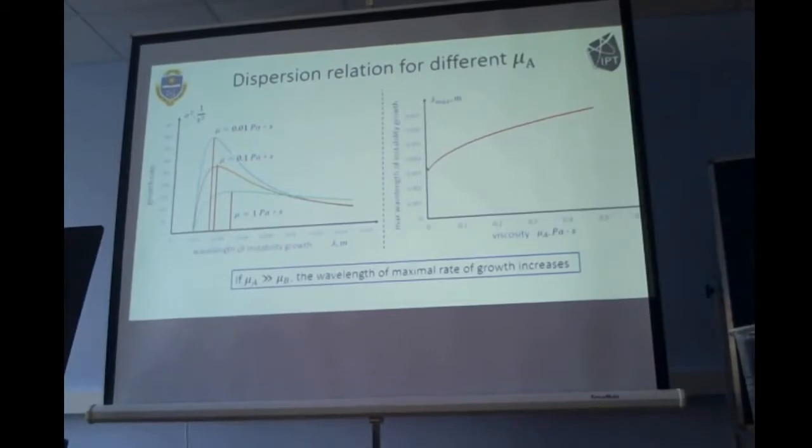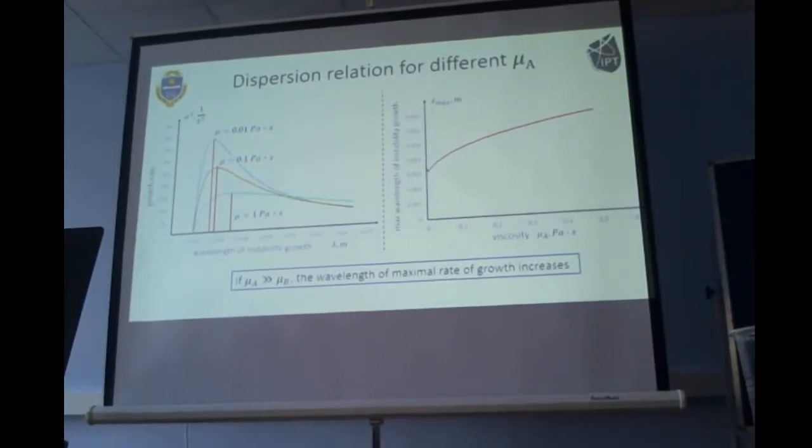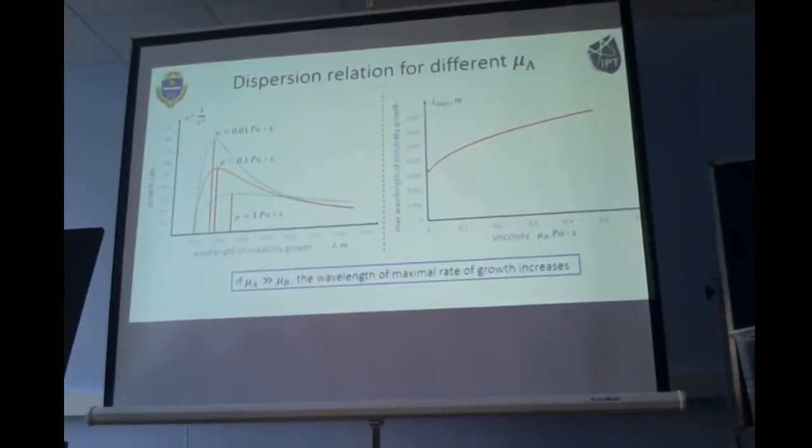By plotting the dispersion relation for fluids of different viscosities, we can see that if the viscosity of the inner fluid is much higher than the viscosity of the outer fluid, the wavelength of maximum rate of growth increases.